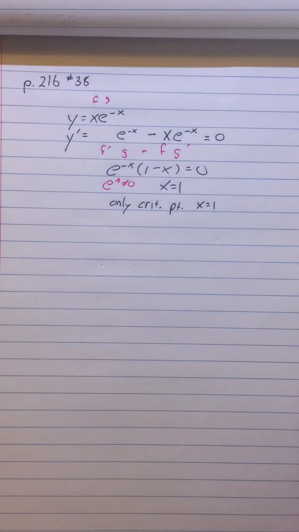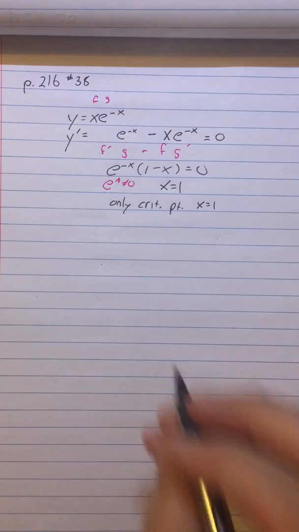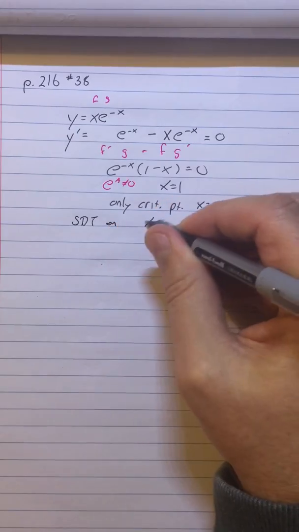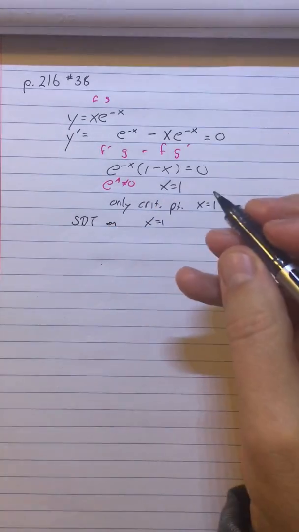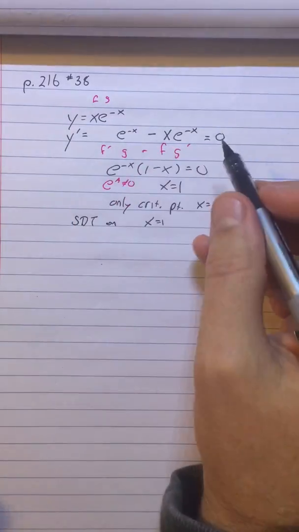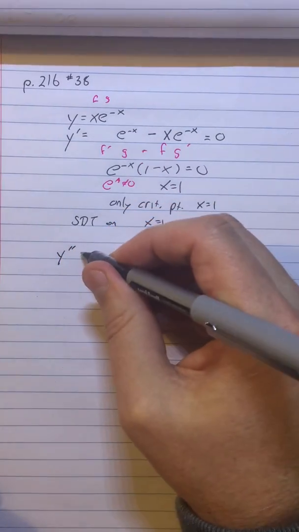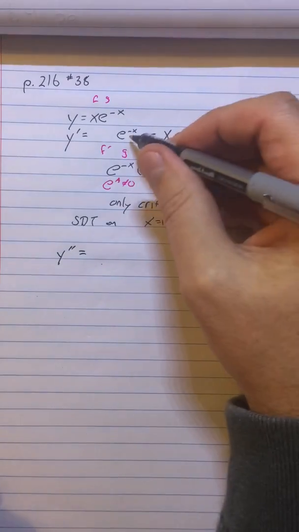Now, my problem is I don't know whether that's a max or a min or what. So what I do is the second derivative test. So we'll do the second derivative test on x equals 1. So first of all, I have to do the second derivative. The second derivative on this one is kind of difficult to do, but here's what you can do to make it a little bit easier. So we're going to go term by term.